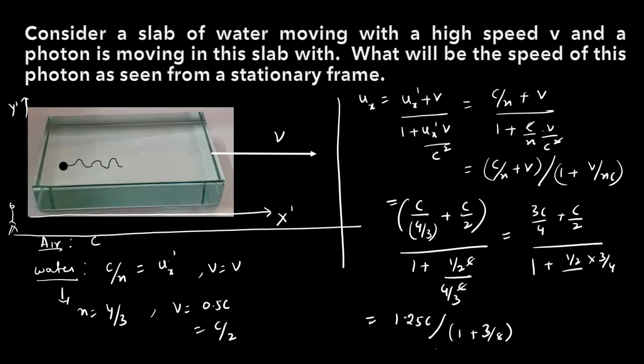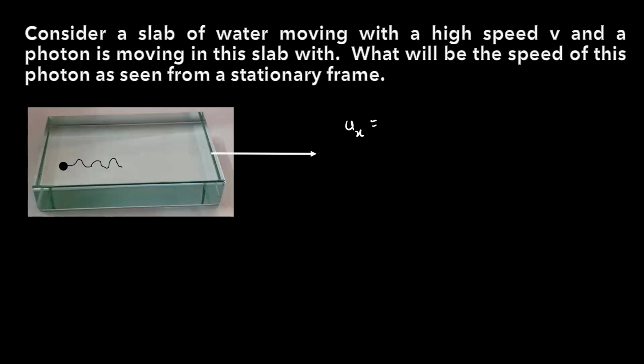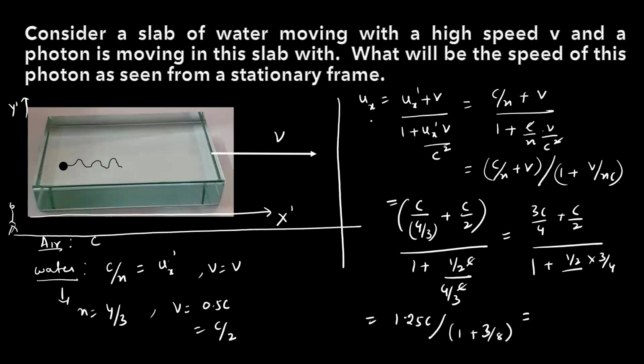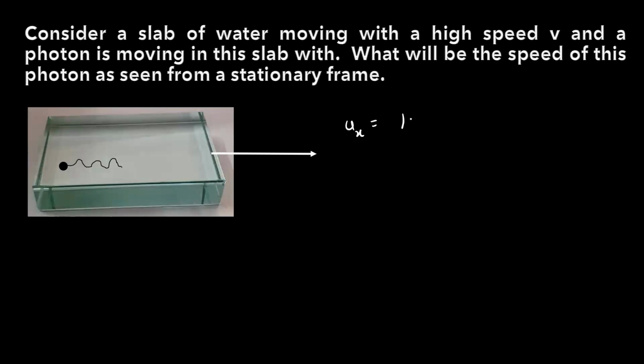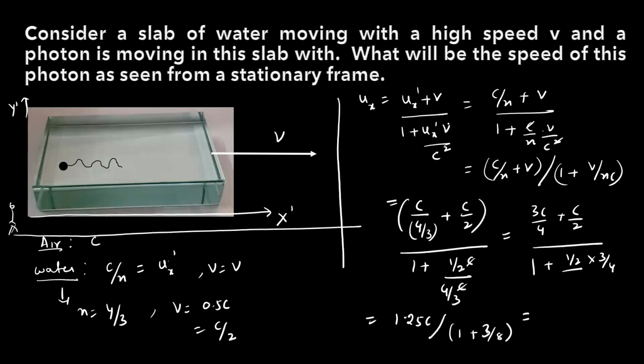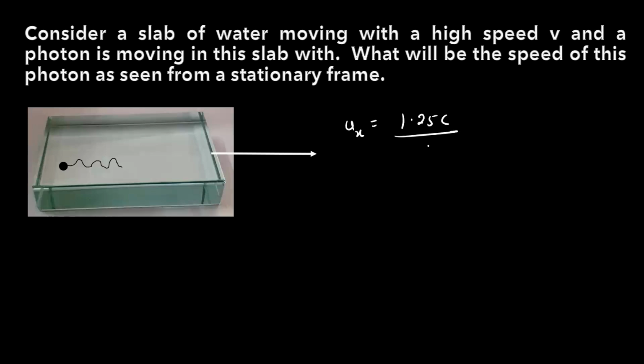Let us take ux is equal to, let me write down the equation once again. 1.25c divided by what do we have? 1 plus 3 by 8. 1 plus 3 divided by 8. So this is equal to 0.91c.